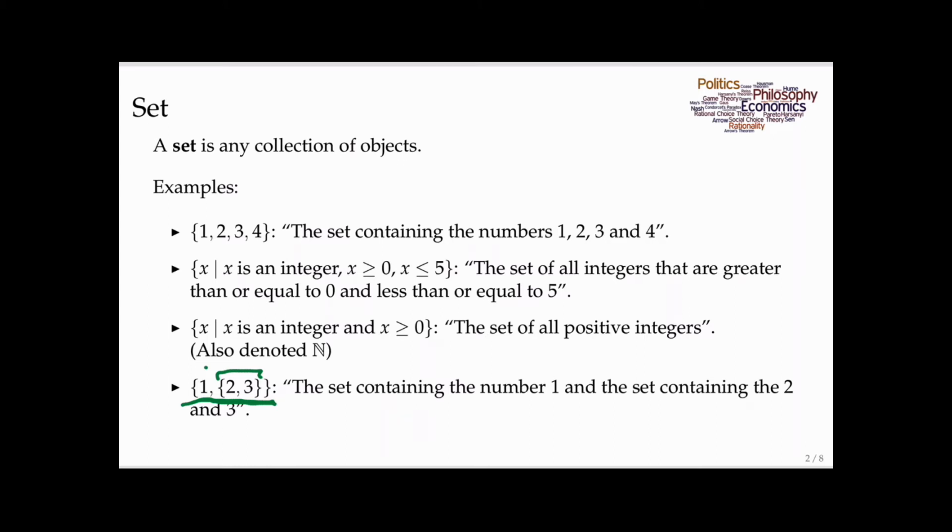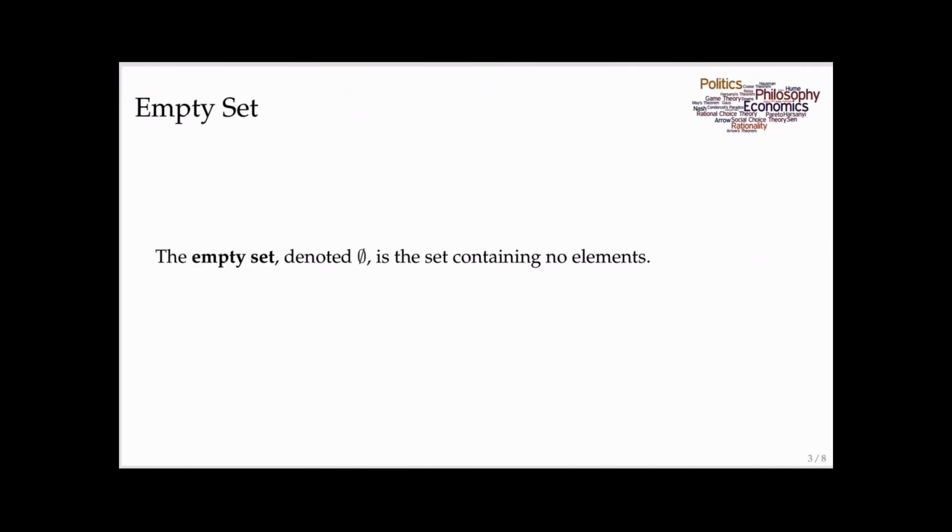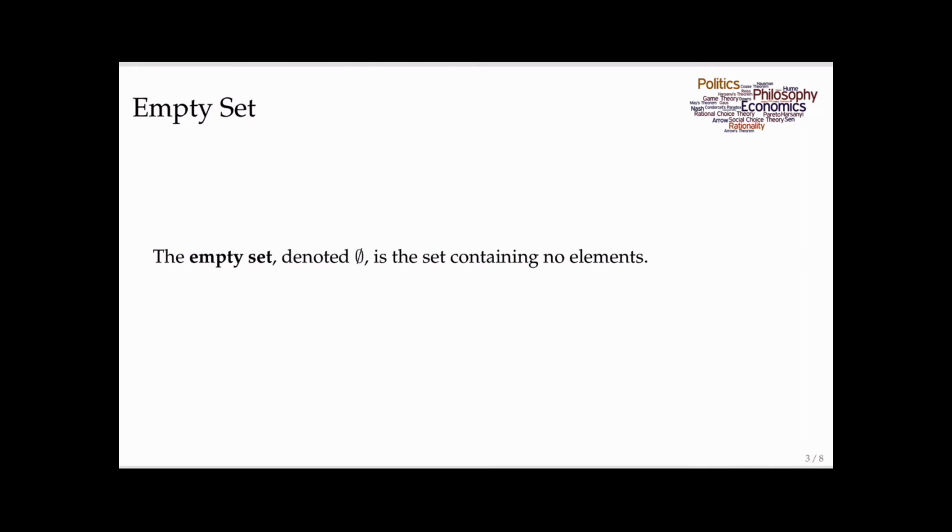All right, so now I want to go over some examples of sets that you'll bump into this semester. So the first is the empty set. So this is denoted by a 0 with a slash through it. And this is the special set that does not contain any elements. So it's completely empty. That's why it's called the empty set.